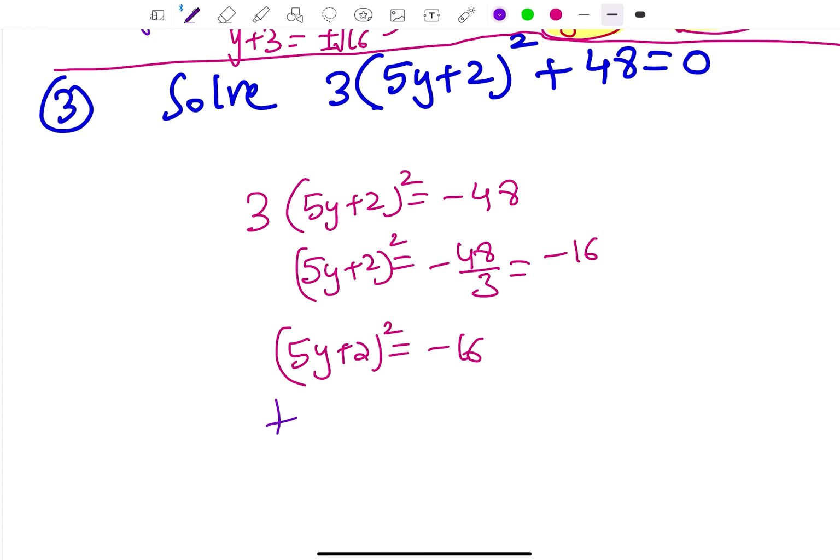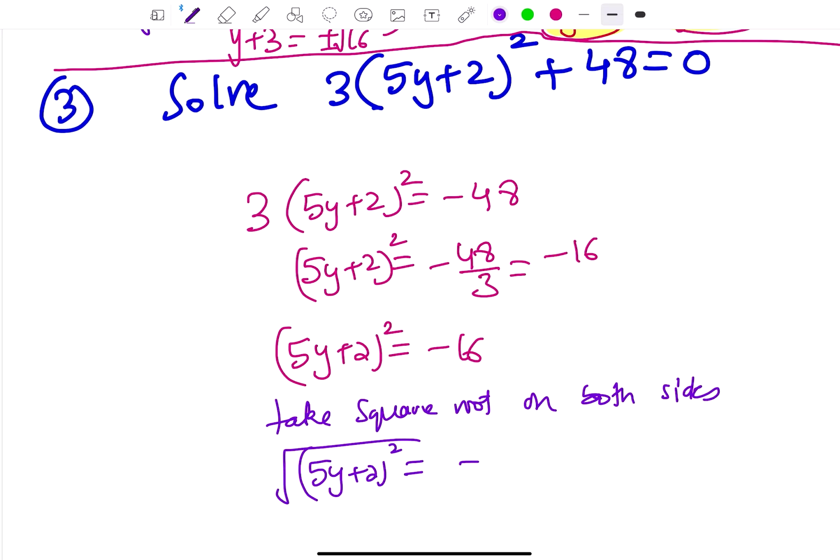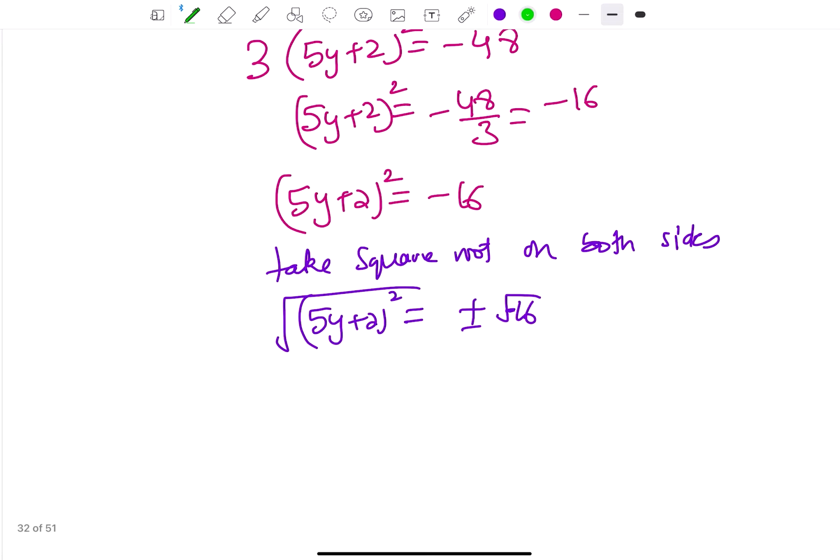Now go ahead and take the square root on both sides. So the square root of 5y plus 2 squared. When we take the square root, we don't forget to add plus minus in the front. Now we have a negative inside the square root on the right hand side. That's going to be an imaginary number. The square root of negative 16 is 4i. So plus minus 4i on the right hand side, and on the left hand side the square root and square cancel each other.